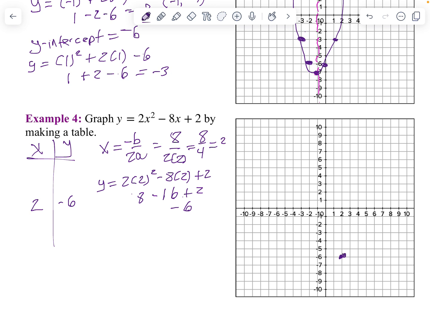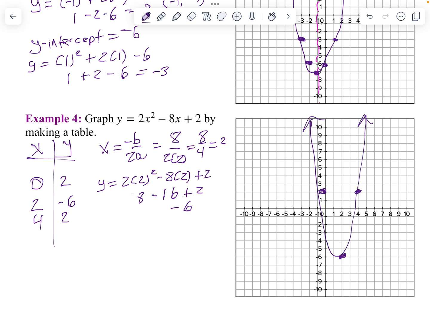Well, if I put in 0, 0 is going to be 2 away from the axis, isn't it? And 2 to the left of 2, so I go 2 to the right of 2, that'll be 4. So 4 is also going to be at 2, so I can graph those points. 4 is going to be up here at positive 2, and 0 is going to be up here at positive 2. I think I have enough information now to make my graph. And there we have it.